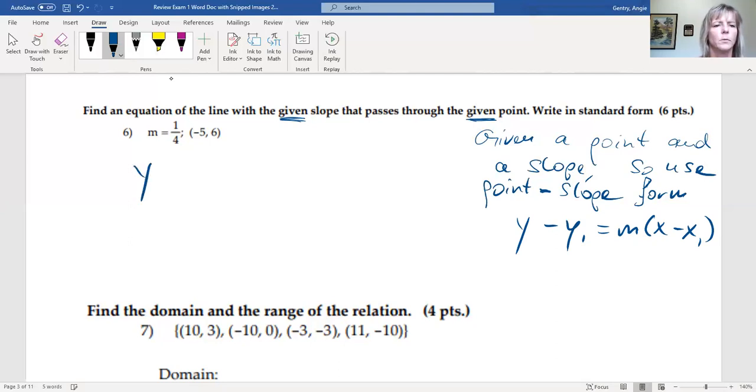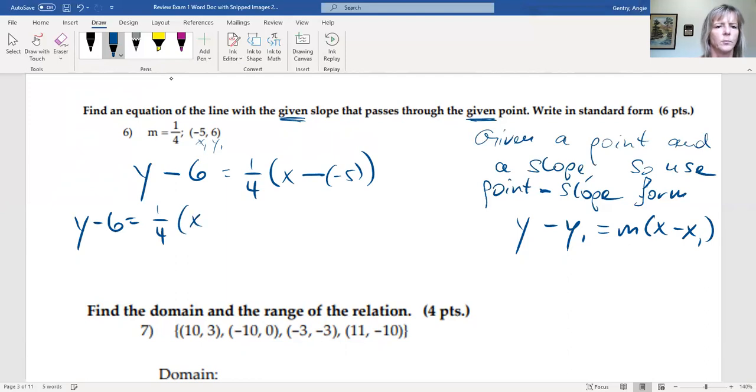You leave the y alone, minus, you plug in the y, here's x1, y1. You plug those in. Then you have a slope of 1/4 times x minus x1. Then you have y minus 6 equals 1/4 x plus 5, because I clean up the inside first, right? And then you're going to distribute.